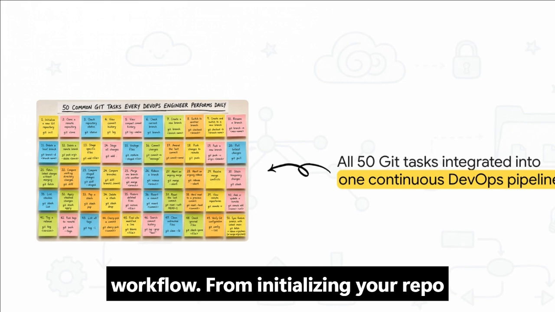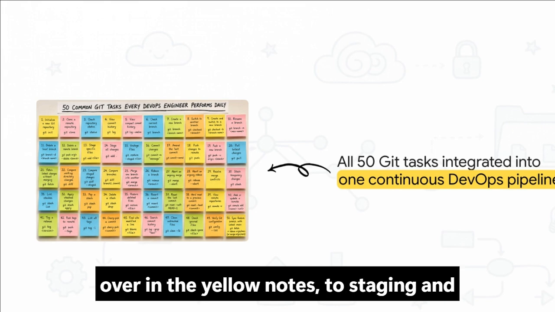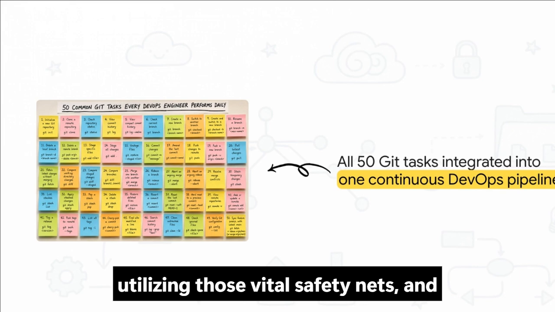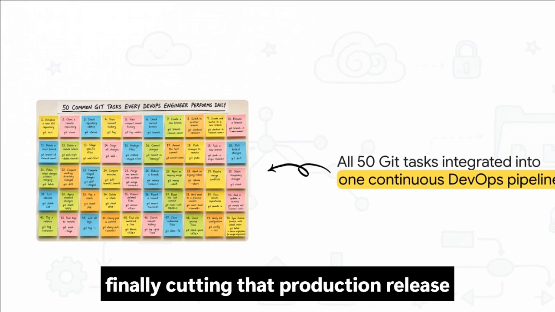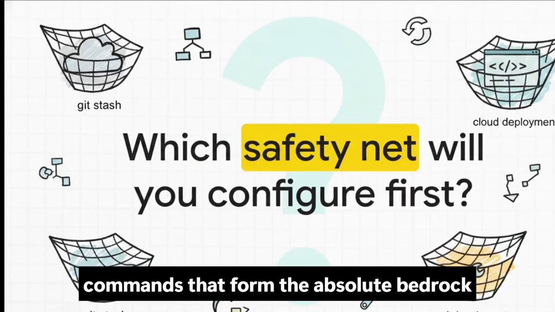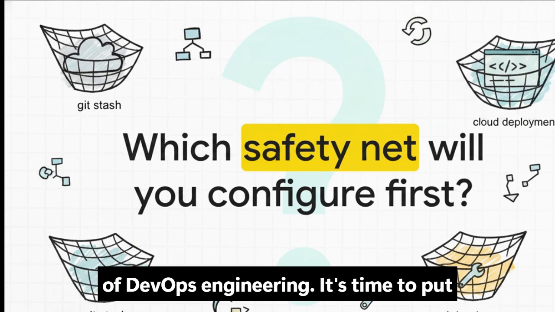From initializing your repo over in the yellow notes, to staging and committing in the green, syncing your remotes, handling collaboration, utilizing those vital safety nets, and finally cutting that production release tag. You now possess the 50 commands that form the absolute bedrock of DevOps engineering.